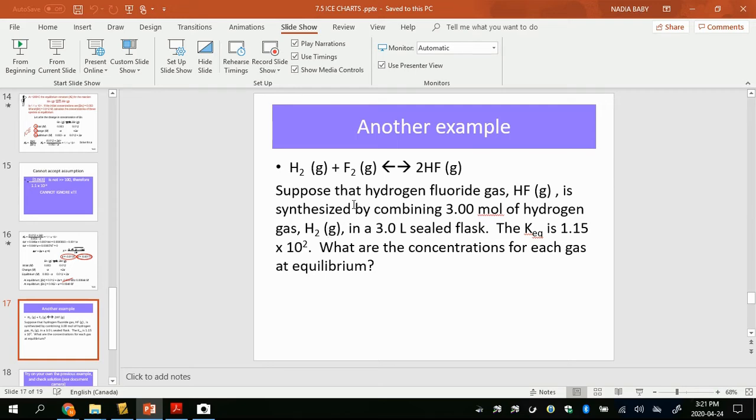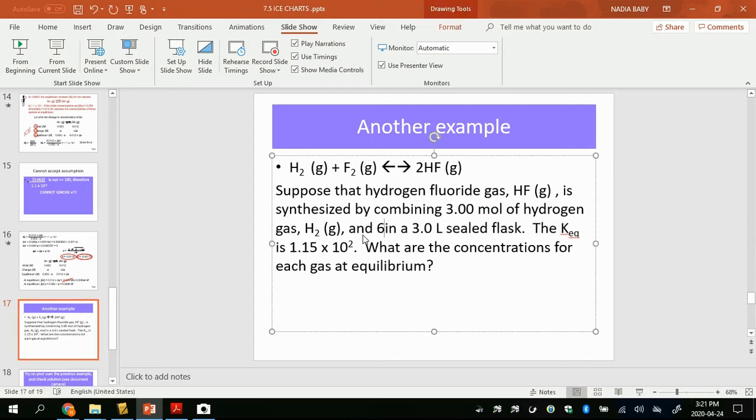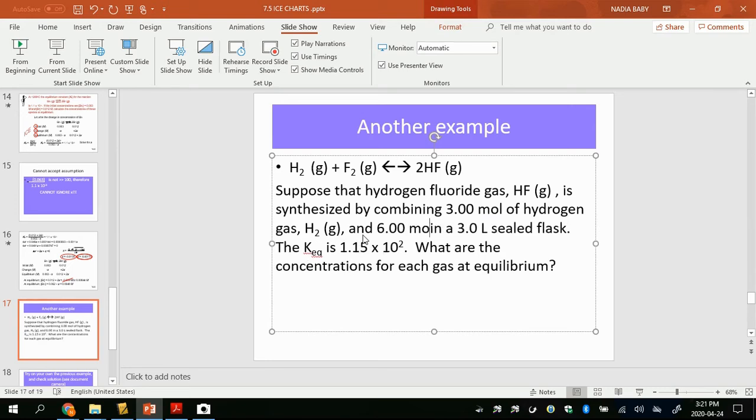Oh, I think there's something missing here. So you're supposed to add 3.00 H2 and 6.00 F2 in a 3-liter sealed flask. So the KEQ is given as that. What are the concentrations for each gas at equilibrium?